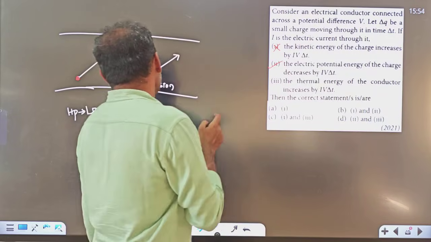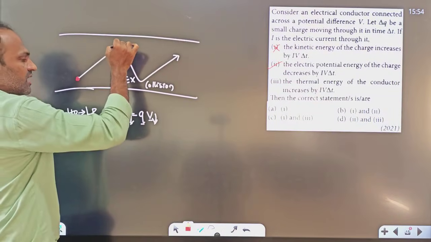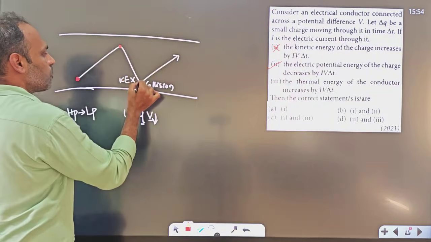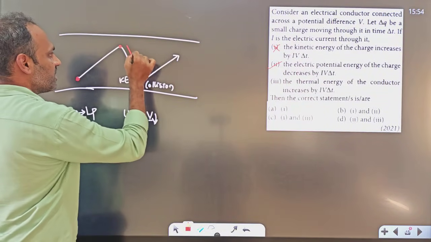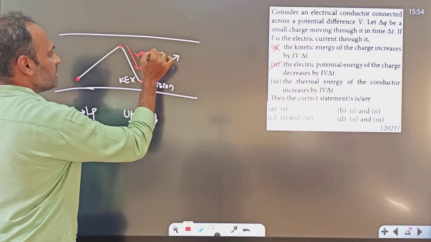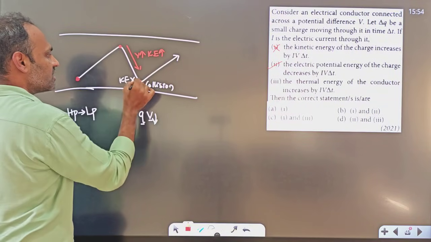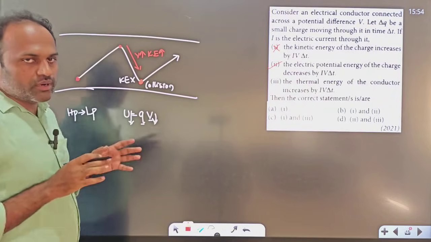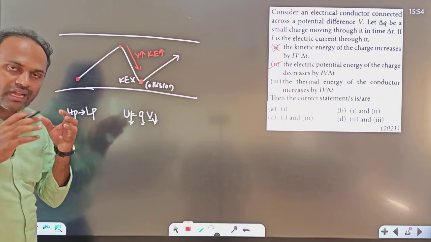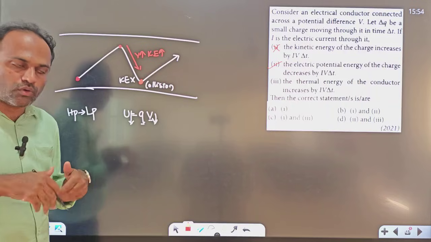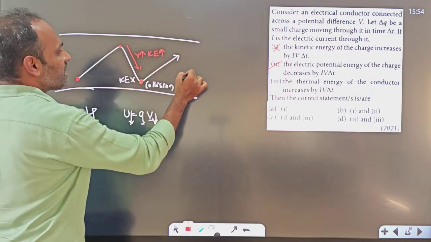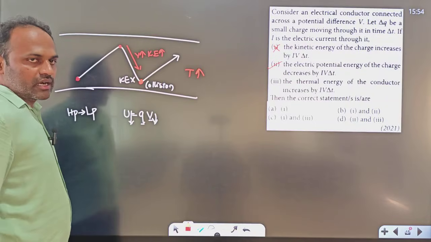Third statement, see, what happens here? The kinetic energy gained by that electron. Now look, between one collision and the next, its velocity increases and its kinetic energy increases, and that kinetic energy after this collision becomes zero. That kinetic energy goes away because a collision happened. It goes to the atoms as well as to the lattice, and that kinetic energy will increase the temperature of that conductor.